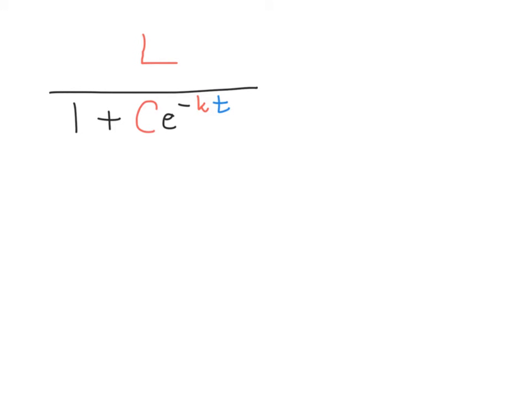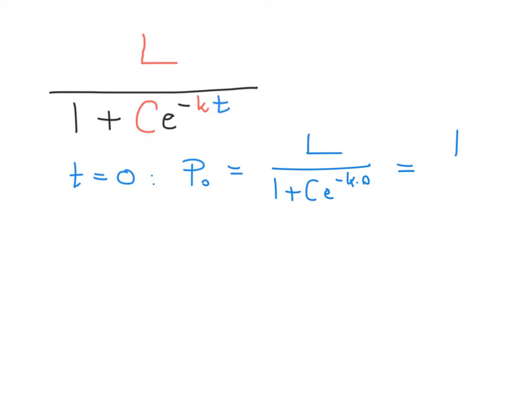So let's first ask what happens at time t equals 0. Right? So that would be P0. So here we just plug in 0 for t, and we get L over 1 plus C times e to the minus k times 0. So that's 0, e to the 0 is 1. So we're left with L over 1 plus C.